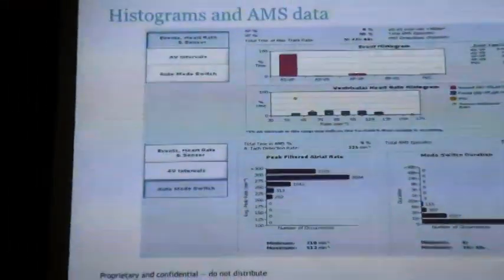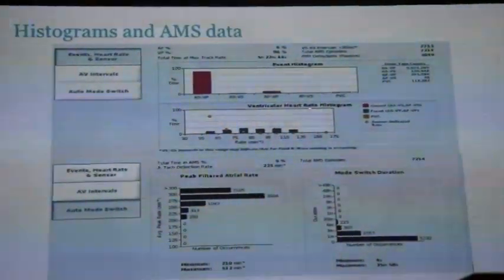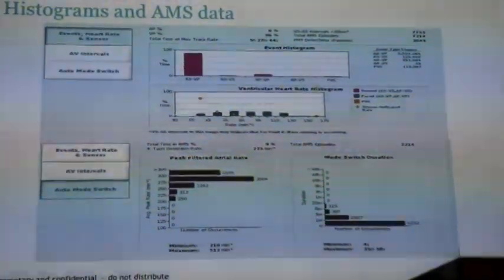It has to be 99 or 100, preferably 100, right, with biventricular pacing. He's only 96. We should make that better, right? So we need to work out why he's doing that. He's a little bit of A pacing, well, that's okay. Here's his ventricular heart rate histogram, which equals his atrial heart rate histogram.